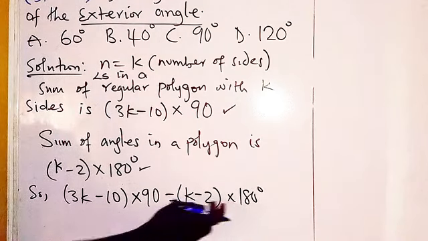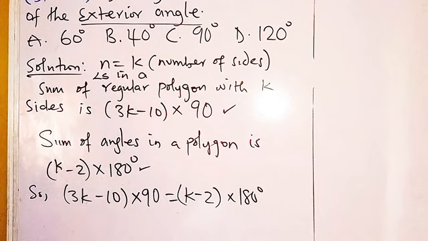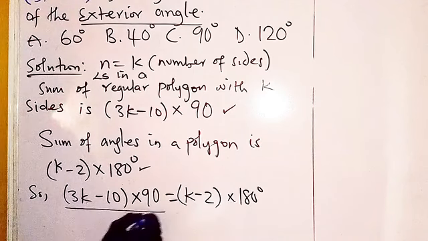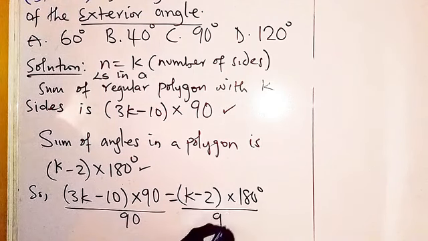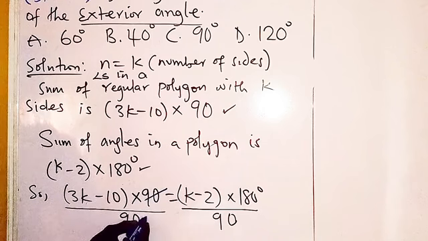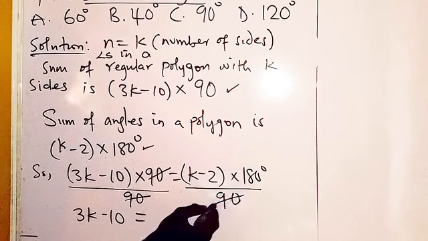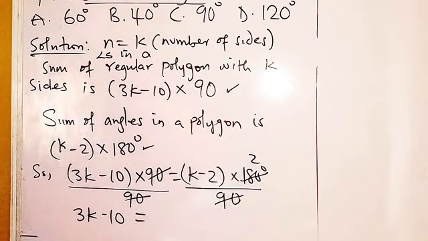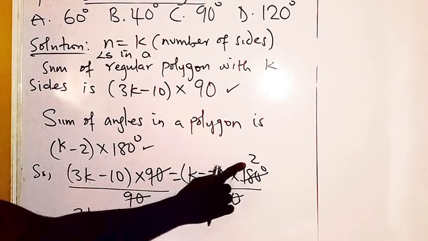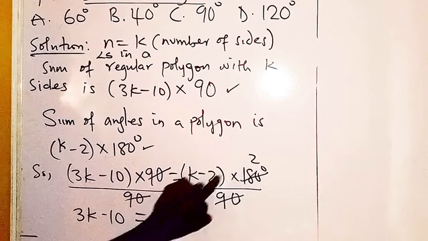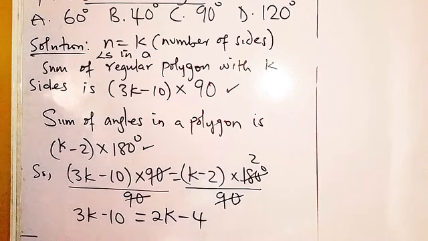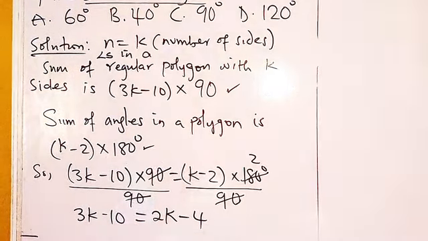Now from here, I can reduce this equation because it looks somehow ambiguous. If I divide both sides by 90, this equation will be reduced, right? So we cancel this 90 here. I have 3k minus 10 equals, 180 divided by 90 will be 2. So we're going to multiply the 2 by everything here. 2 times k, we have 2k. 2 times minus 2, we have minus 4. So you can see that the equation has now been reduced to a simpler form.